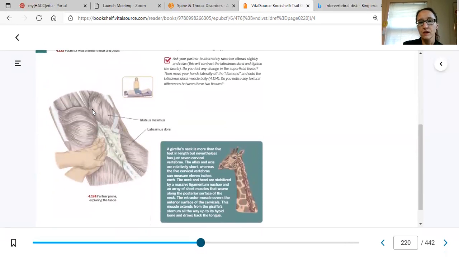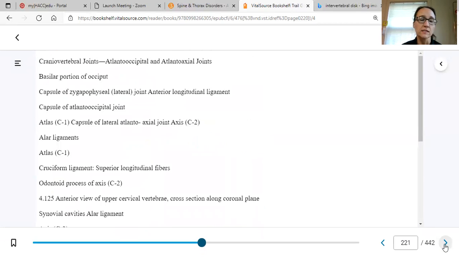Fun fact about a giraffe, I love this. A giraffe has the same number of vertebrae in their neck as we do in our neck. Seven cervical vertebrae has the giraffe. They're just really, really big. I think that's a fantastic fun fact.